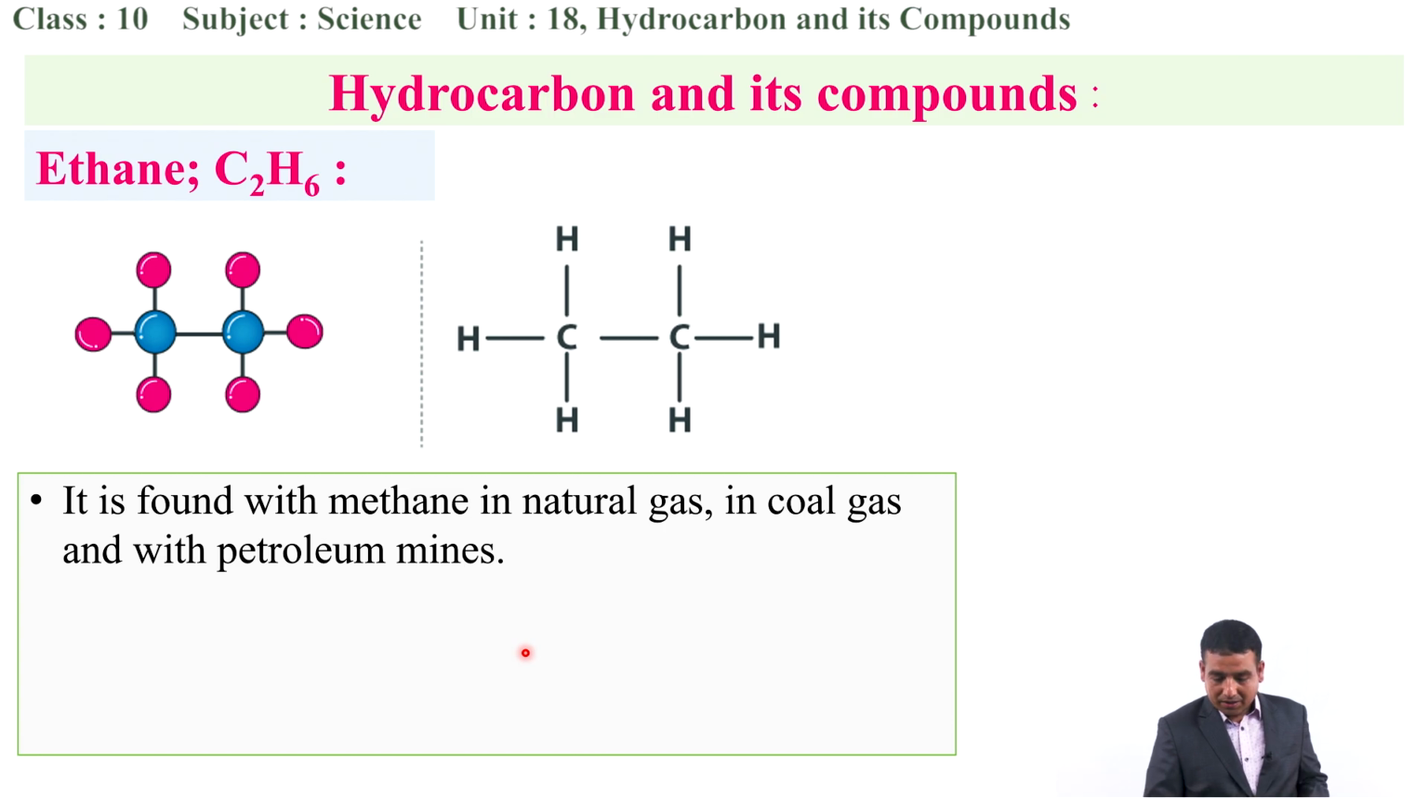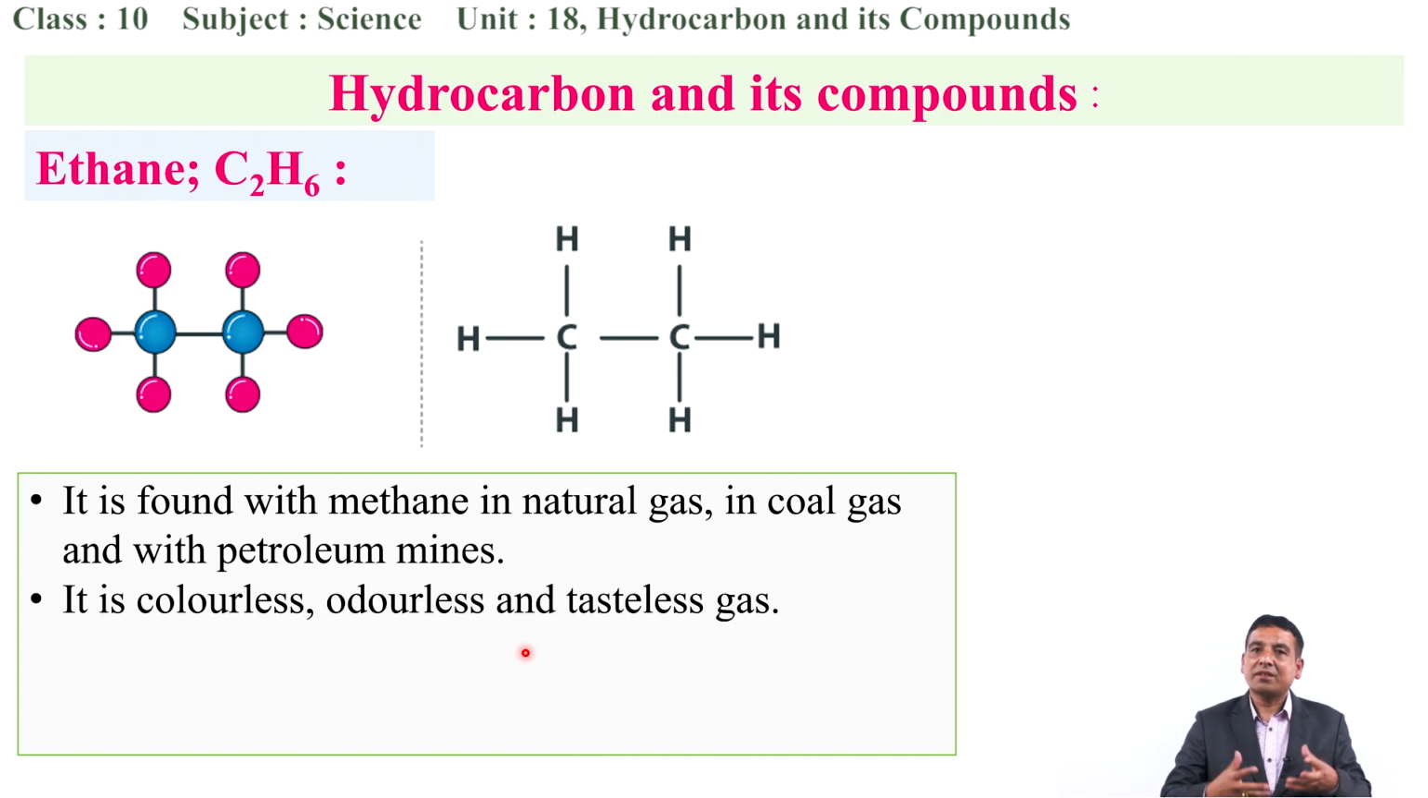The next property or information about ethane gas is, it is colorless. It does not contain any colors. That means we cannot see it. Then it is odorless. We cannot feel any odors of ethane gas, and if you try to taste it, you cannot feel any taste. That means it is tasteless.